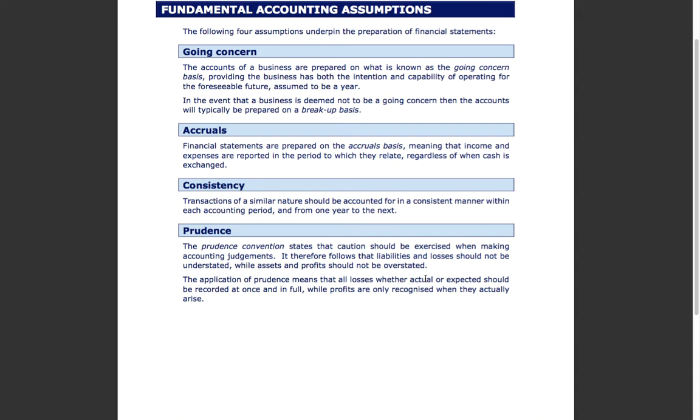Awesome. So that's what we're going to do. We are going to prove everybody wrong that we don't know basic concepts. These are fundamental accounting assumptions. If you don't know these, what do you know? Nothing.